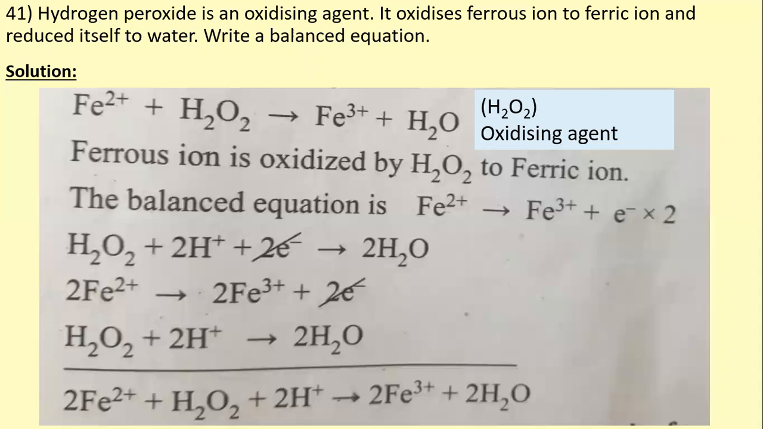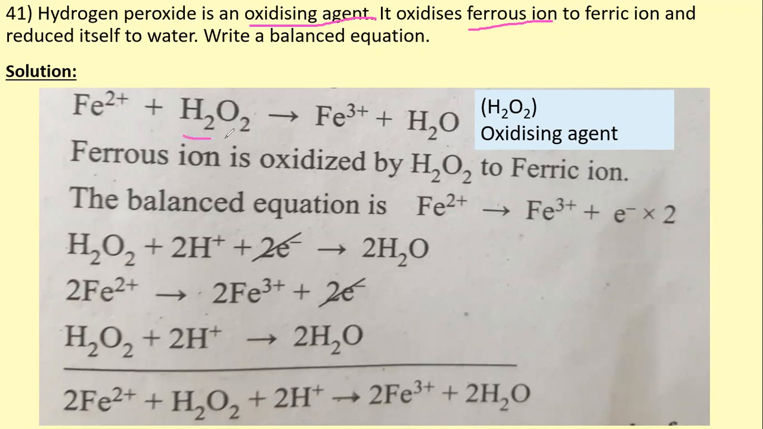See here, from the given data, we can write that H2O2 is the oxidizing agent. We all know what is meant by oxidizing agent or oxidant. Simply, we can say the oxidizing agent makes the oxidation reaction happen. That is said to be an oxidizing agent or oxidant. And here, ferrous ion means Fe2+, and ferric ion means Fe3+.